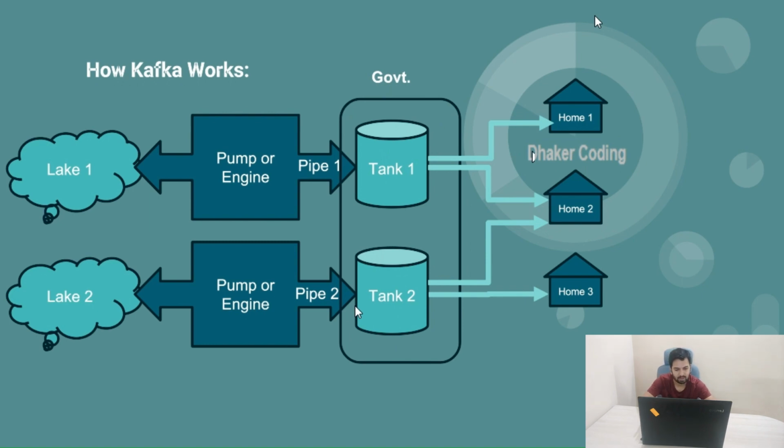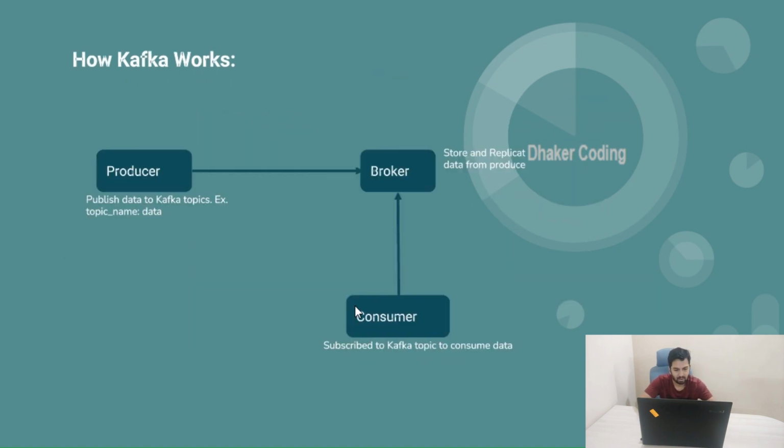So he knows everything about the producer and consumer, and there would be many other pieces of information which the government knows, right? So we can say the government is just managing tank one, tank two, and all the producers and consumers. So we can say this is the zookeeper, or let's say it's the Kafka ecosystem. Now let's go ahead.